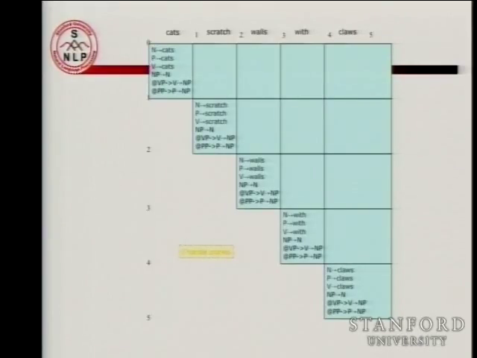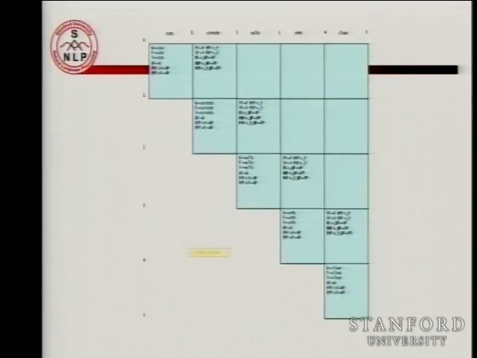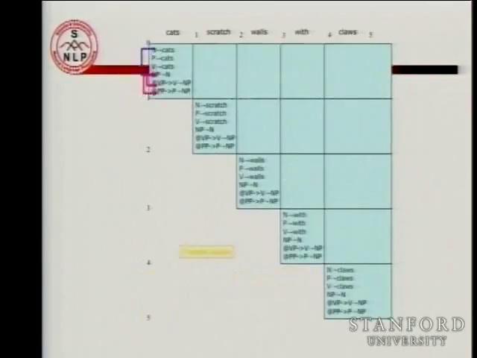And so then after that, I go through and do the two-word sequences. Once I put in the ways of making two words by combining things beneath me, I again do a unary closure on the cells in that diagonal, and then I'll go on to the third diagonal, etc., and eventually I fill in the chart and work it all up. Okay.